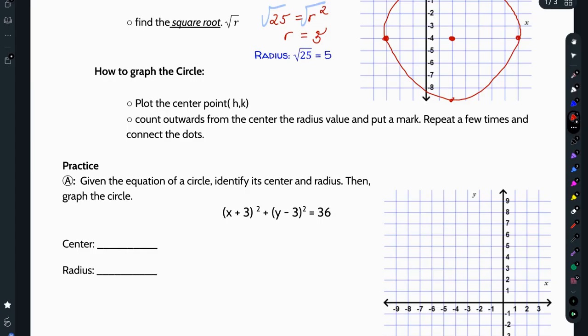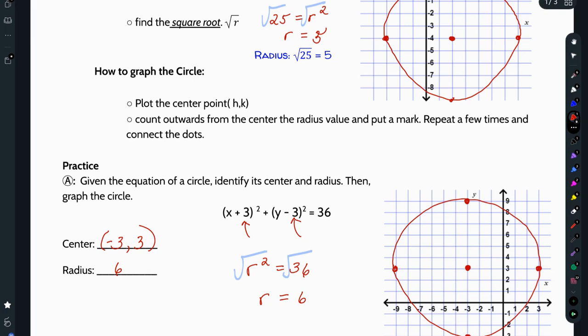To find the center, we're going to take the opposite of the 3, so we have minus 3. And we're going to take the opposite of minus 3, so we have positive 3. So our center is at (-3, 3). Go ahead and plot that point. And the radius squared is equal to 36. Take the square root of both sides, so we know that the radius is equal to 6. Count up 6, down 6, right 6, left 6, and connect the dots.